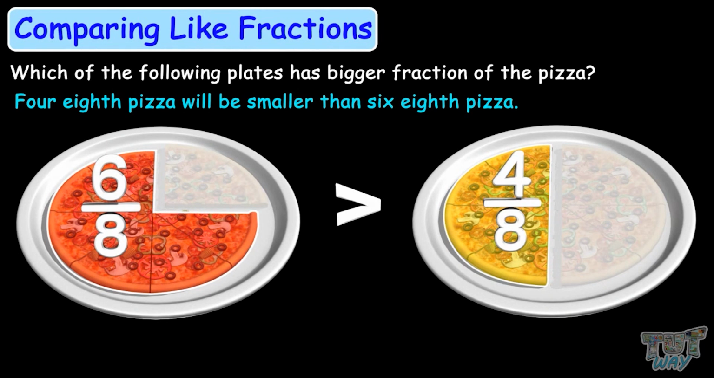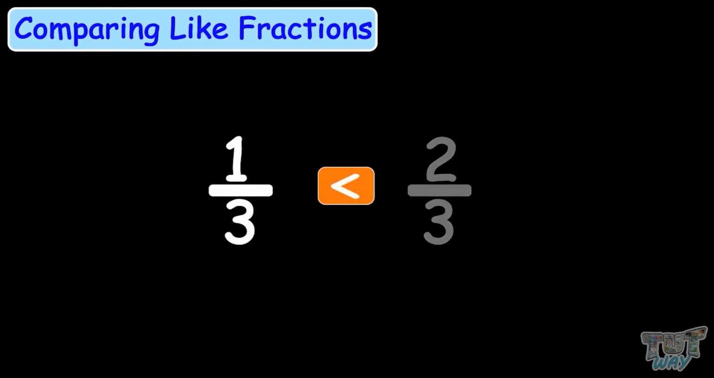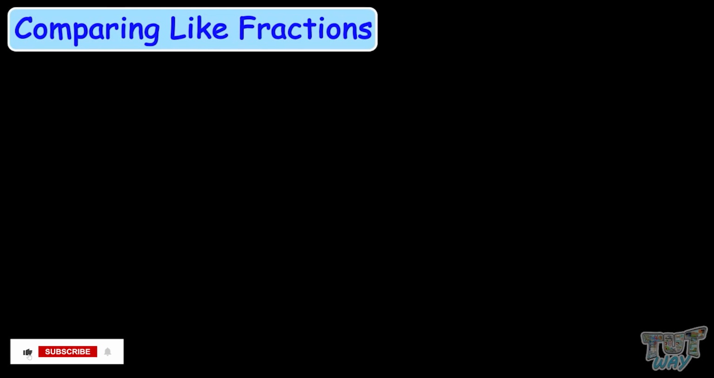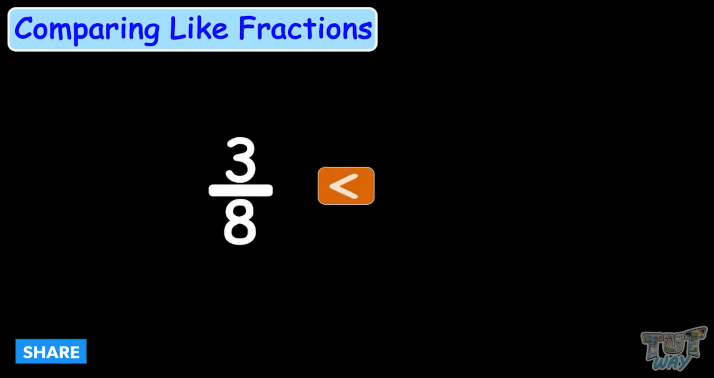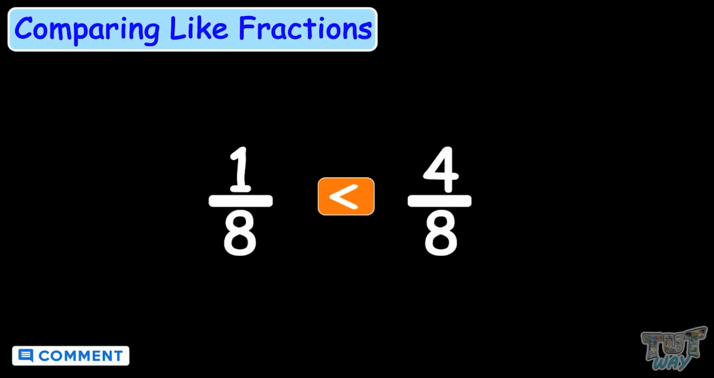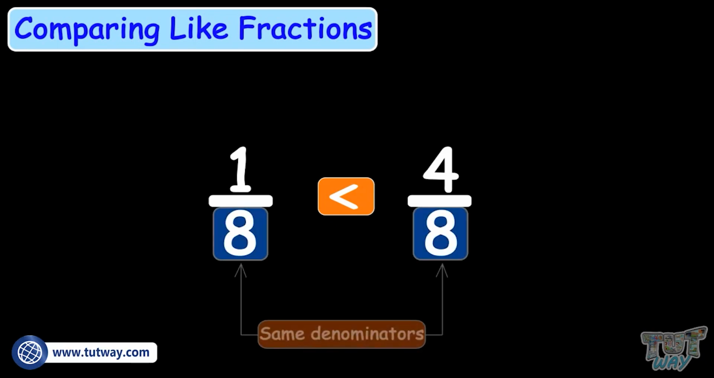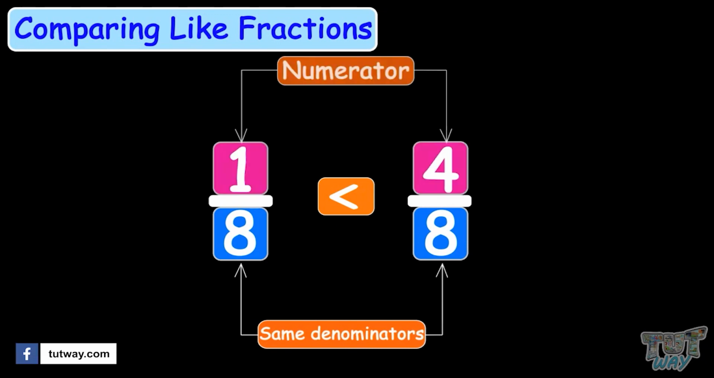Now let's compare more like fractions in a quick fashion. 2 by 4 is greater than 1 by 4. 3 by 4 is greater than 2 by 4. 1 by 3 is less than 2 by 3. 7 by 8 is greater than 3 by 8. 3 by 8 is less than 5 by 8. 1 by 8 is less than 4 by 8. So all these are like fractions, that is, having the same denominator. And when we are comparing like fractions, we only compare numerators.